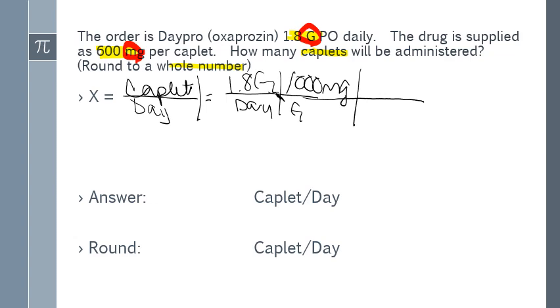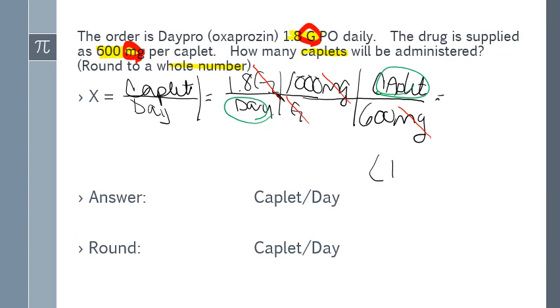And I also know that it comes in 600 milligrams, and we got to put 600 on the bottom because we need to cancel the milligrams, and that is going to be per caplet. So now we just need to do a little cleanup. I don't need grams. I don't need milligrams, but I need the caplet and I need the day. So now I know my problem is set up correctly, and now we will just do some math.